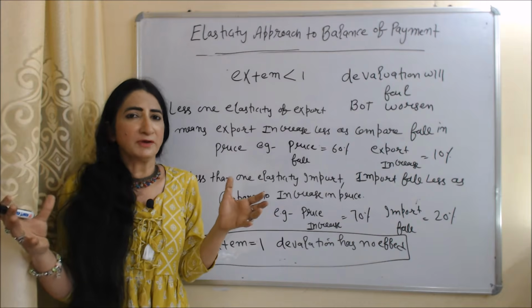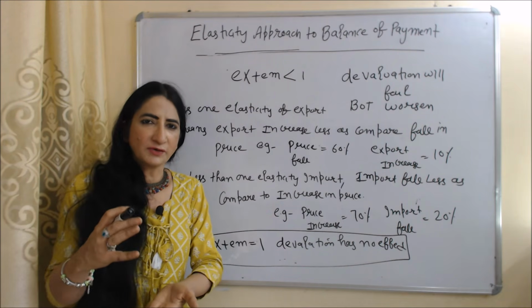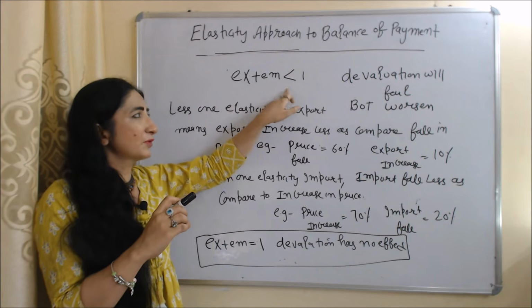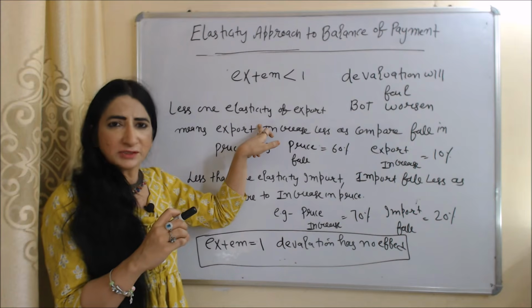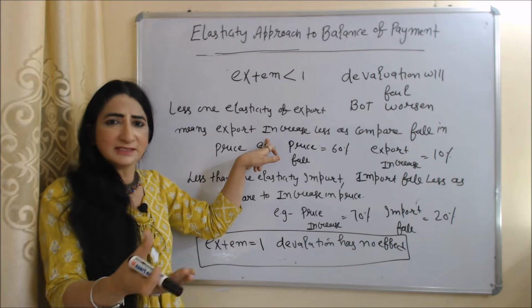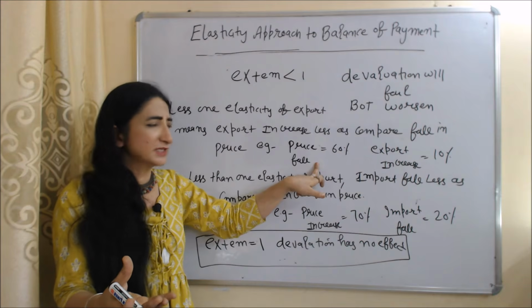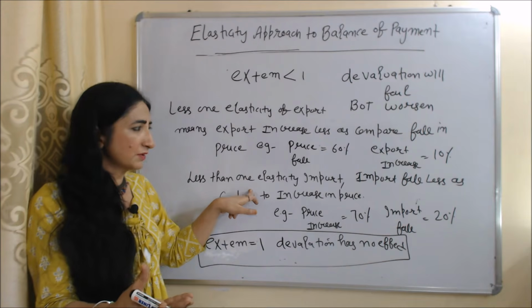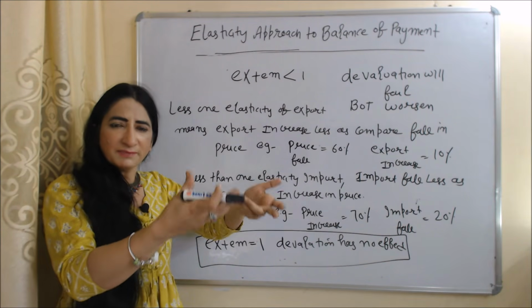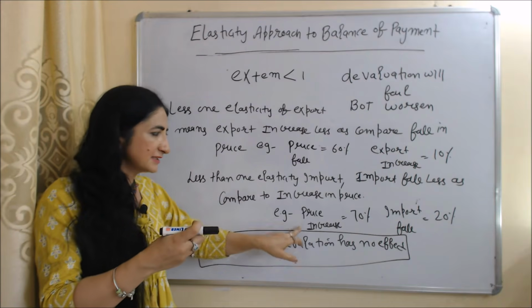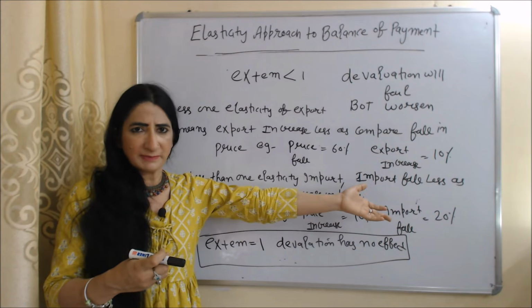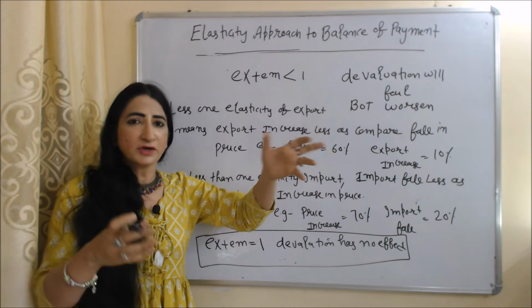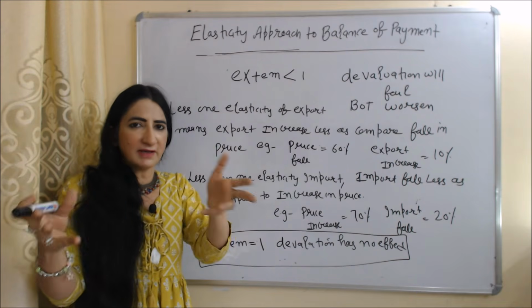But our devaluation will fail, or we can say that our balance of trade will be in deficit or worsen, when the price elasticity of demand for export and import is less than 1. Less than 1 in case of export means export increases less as compared to the fall in price. For example, price falls 60%, but export increases only 10%. Less than 1 in case of import means import falls less as compared to the increase in price. Price increases 70%, but import falls only 20%. So in this case, our import will increase more as compared to export. So our balance of payment will go in deficit and our devaluation will fail.